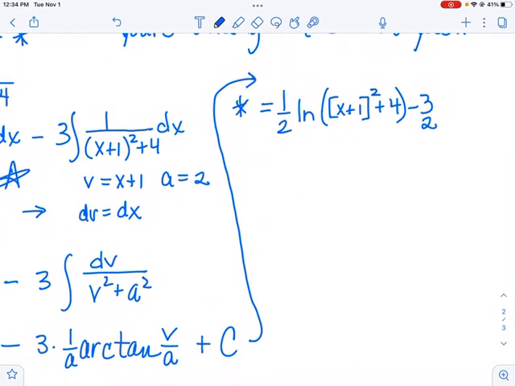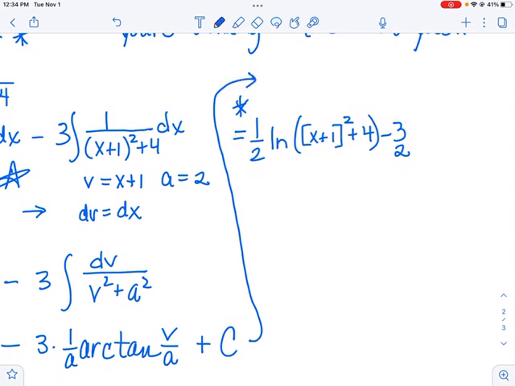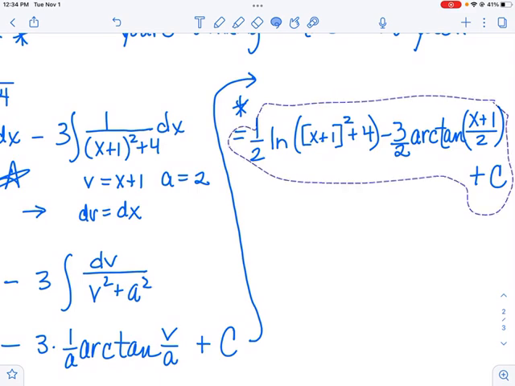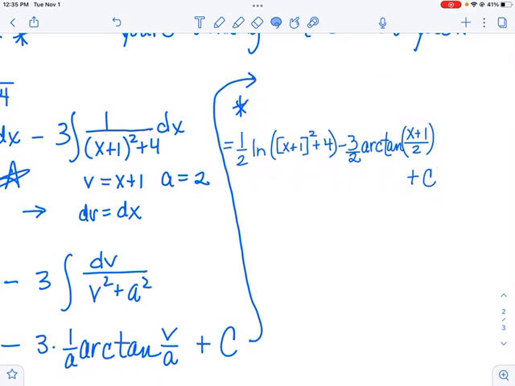I'm going to run out of room here. 3 over 2, because it's going to be 3 times 1 over 2, and then we have arctan of (x plus 1) over 2, and then plus the arbitrary constant c. Okay? All right, I'm going to straighten this out, and there you go. There you have it.